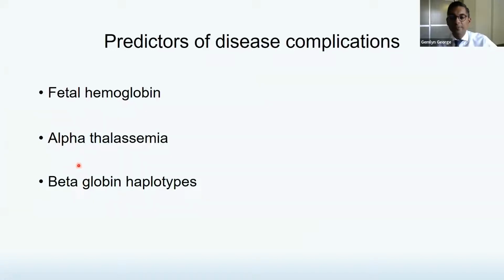Beta globin haplotypes refer to the ethnic group or the geographic region from which patients originated. Patients that have the Cameroon or the Benin haplotypes tend to have less severe sickle cell disease, or patients with the Arab Indian haplotype, for example, as opposed to patients who seem to have a founder mutation from Angola.